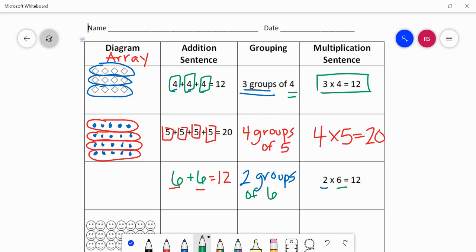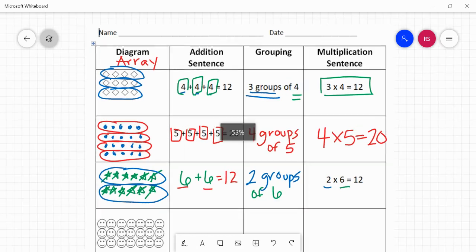I'm going to draw stars this time. So I have 6 inside of each group. So 1, 2, 3, 4, 5, 6. Well, I need 2 of those because it says I have 2 groups of 6. So that's 1 group of 6. And here's my other group of 6. So you can see right here, I have 2 groups of 6 stars. 6 plus 6 equals 12, or if we're thinking about multiplication, 2 times 6 equals 12.